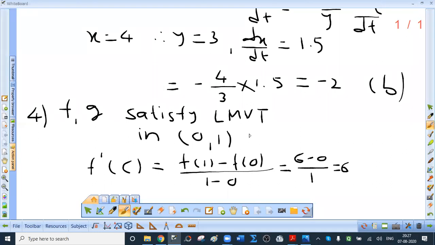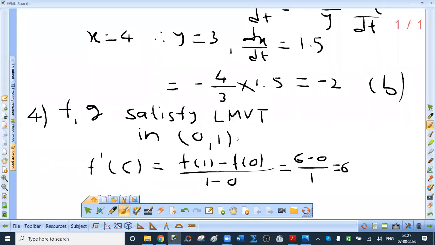Okay. Now sum number 4. Let f(x) and g(x) be differentiable for 0 less than x less than 1, such that f of 0 is 0, g of 0 is 0, f of 1 is 6. Let there exist a real number c in the open interval (0, 1) such that f dash of c is twice g dash of c, then the value of g of 1 must be. See, we cannot say about Rolle's theorem, but yes, Lagrange's mean value theorem is satisfied.